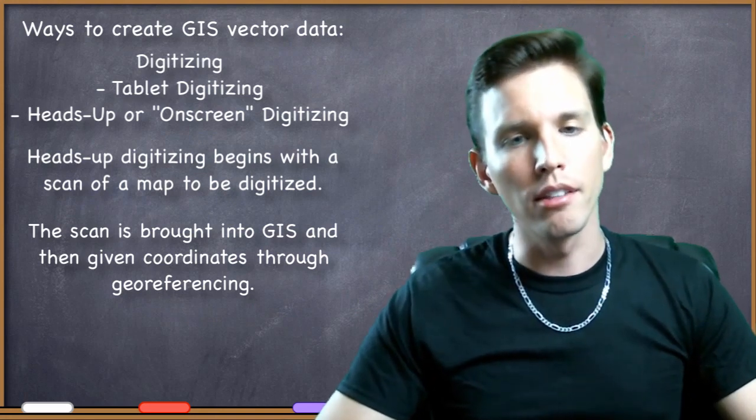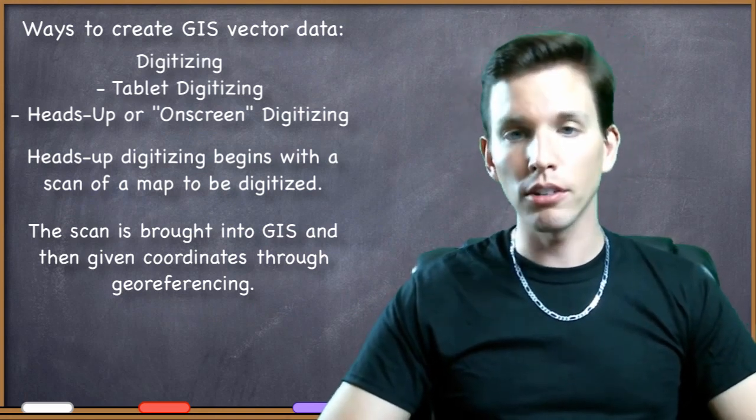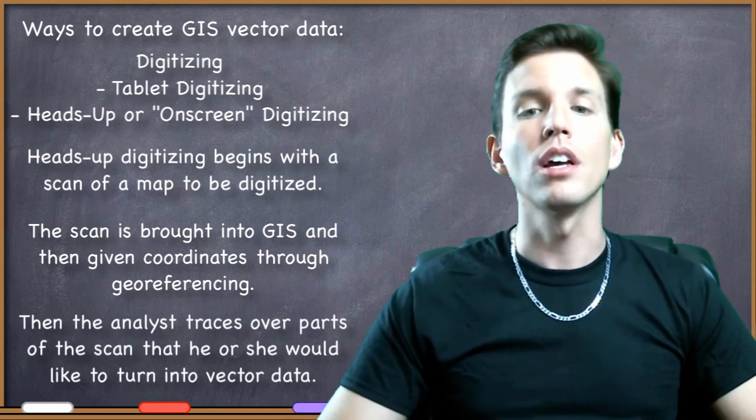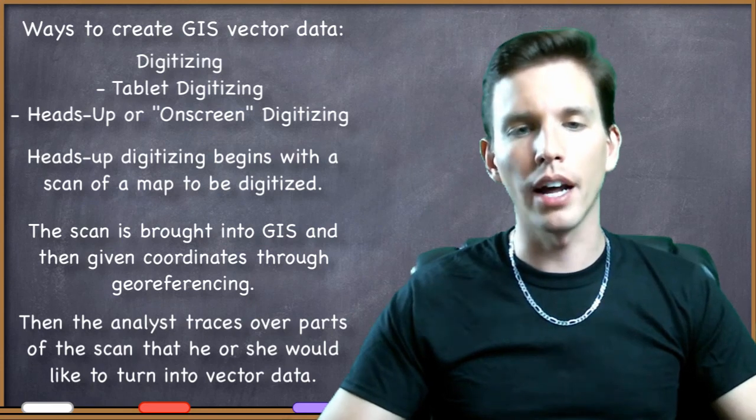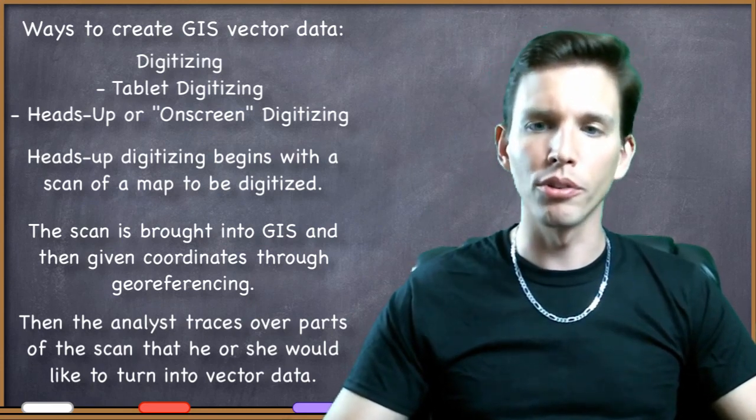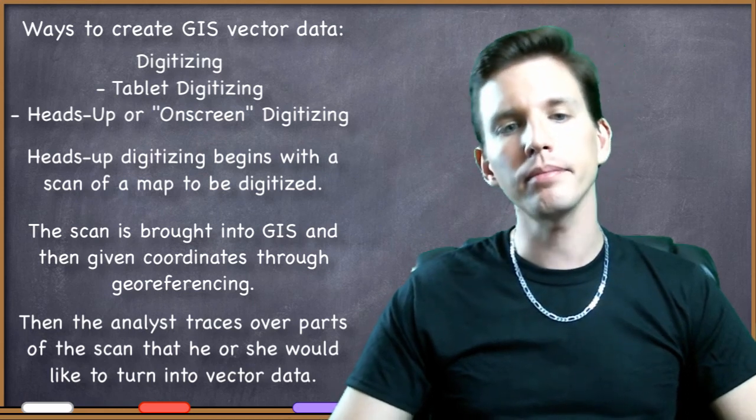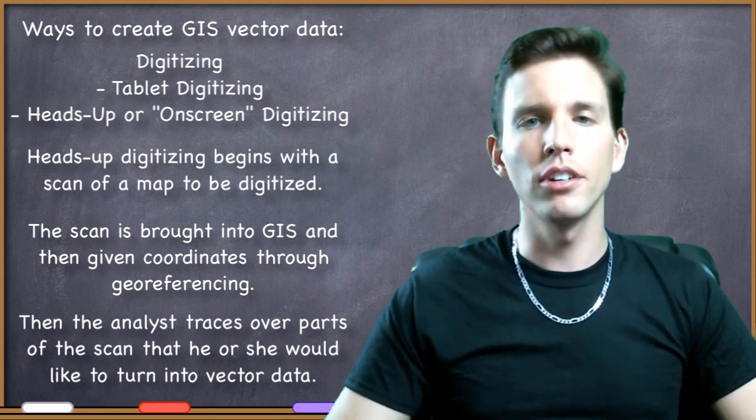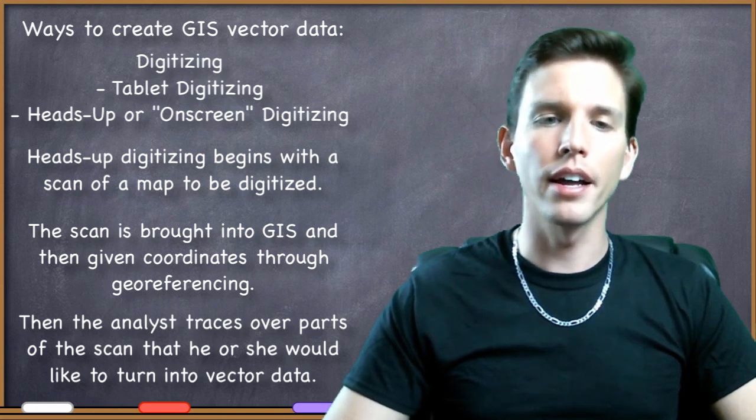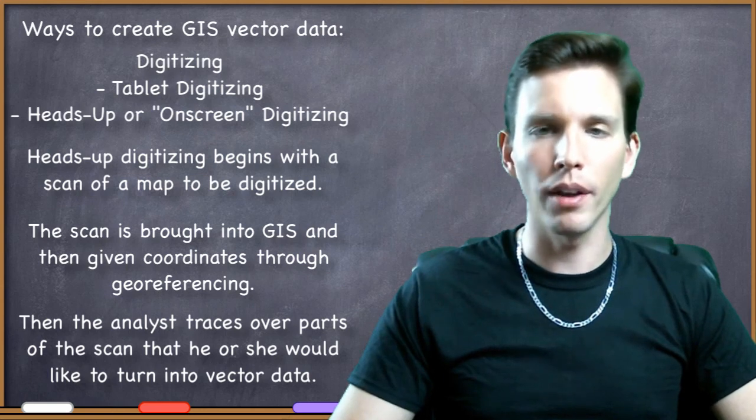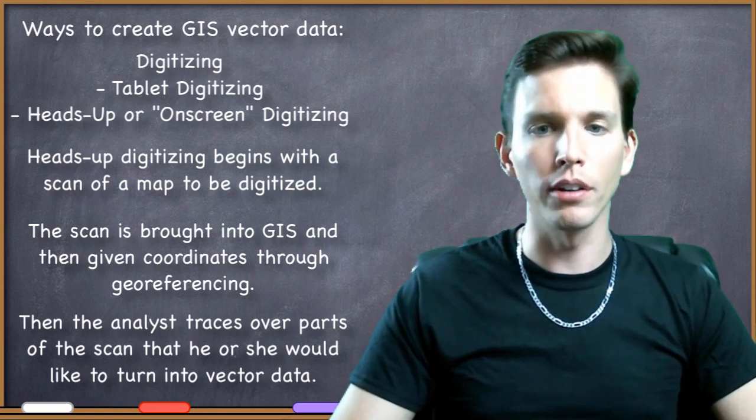Once that's done, you can create vector data by clicking on the screen, using the right tool of course, to create either points, lines, or areas that you'd like to create. Effectively, you're drawing over that scanned map. It may be the case that the GIS laboratories that you're in now no longer even have physical digitizing tablets available, and so everything is done on screen.